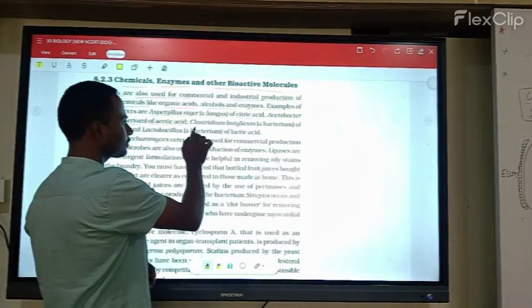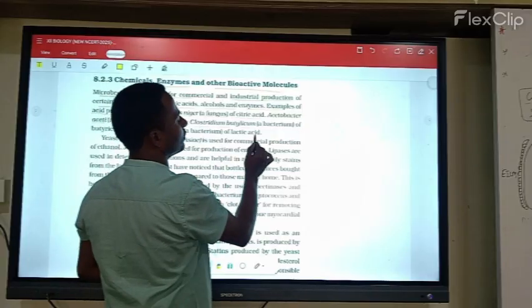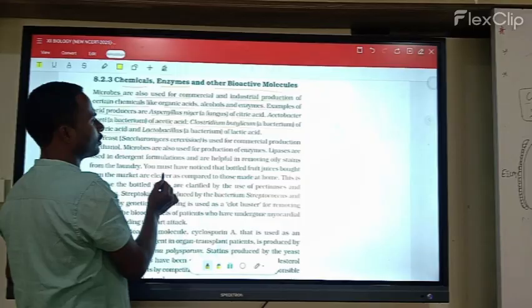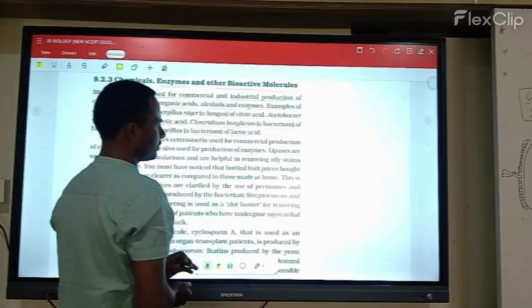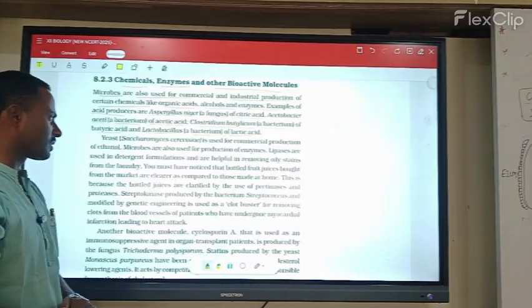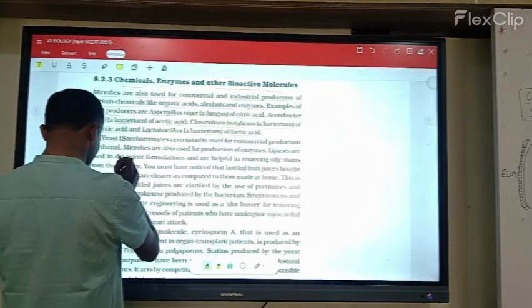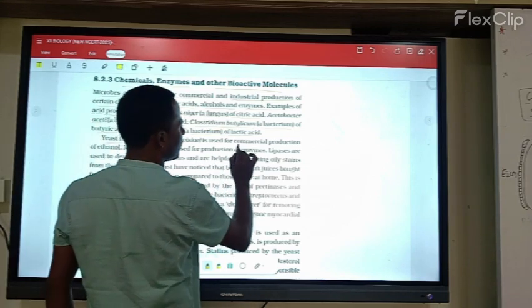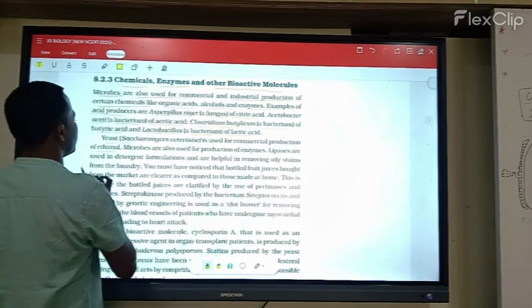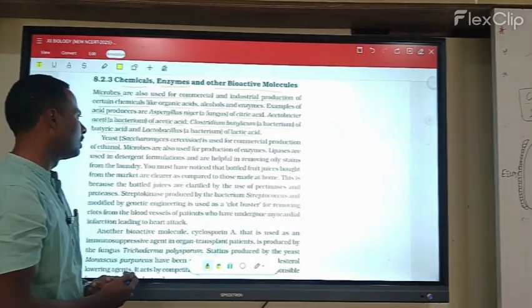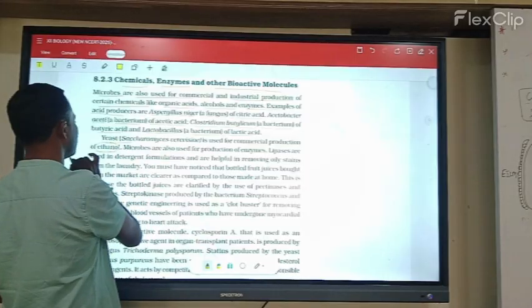Next, the Clostridium bacterium produces butyric acid, and the Lactobacillus bacterium produces lactic acid. So different bacteria produce different types of acids. The yeast Saccharomyces cerevisiae is used for the commercial production of ethanol.